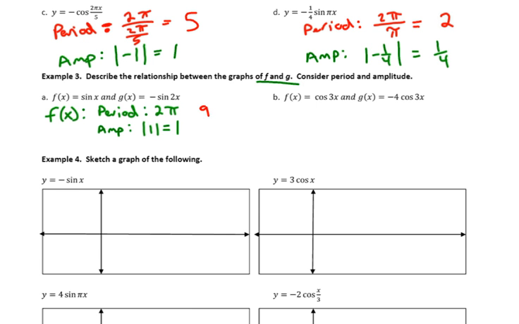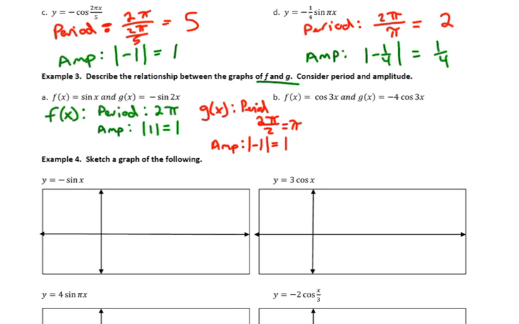In g of x, I've got a period of 2 pi divided by 2, which is just pi. And the amplitude is the absolute value of -1, which is 1. So their amplitudes are the same, their periods are different. So g of x is actually going to happen twice in the amount of time that f of x happens.